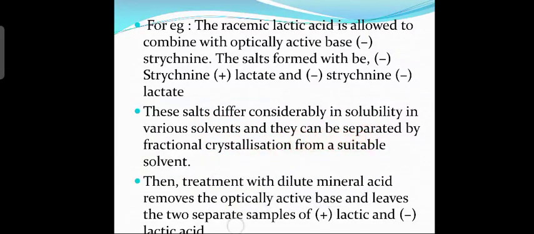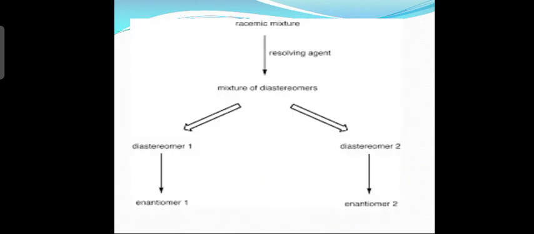And therefore they can be separated by what? Fractional crystallization from a suitable solvent. Then these salts are treated with mineral acid to remove the optically active base. When treated with mineral acid, two samples of lactic acid are separated, that means plus lactic acid and minus lactic acid. Thus we can separate the optically active lactic acids from the racemic mixture. So this separation is called chemical separation.